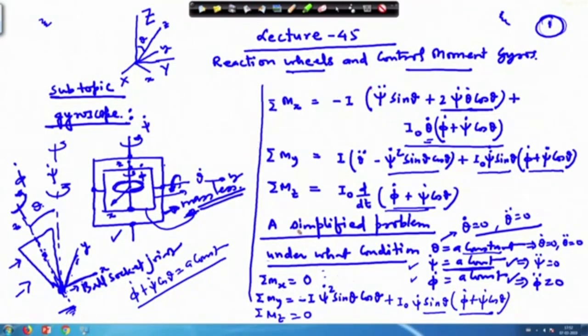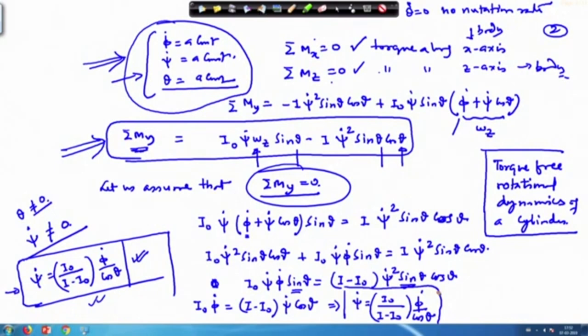Okay. So, we have started in the 45th lecture by taking a gyroscope. We wrote the equation of the gyroscope already. Then we assumed that phi dot is constant, psi dot is constant and theta is a constant. So, that gave me theta dot turned out to be a constant, and this implied that m x will be 0 and m z will be 0 along the body x axis and the z body axis. Okay. So, only the torque will be acting along the y axis.